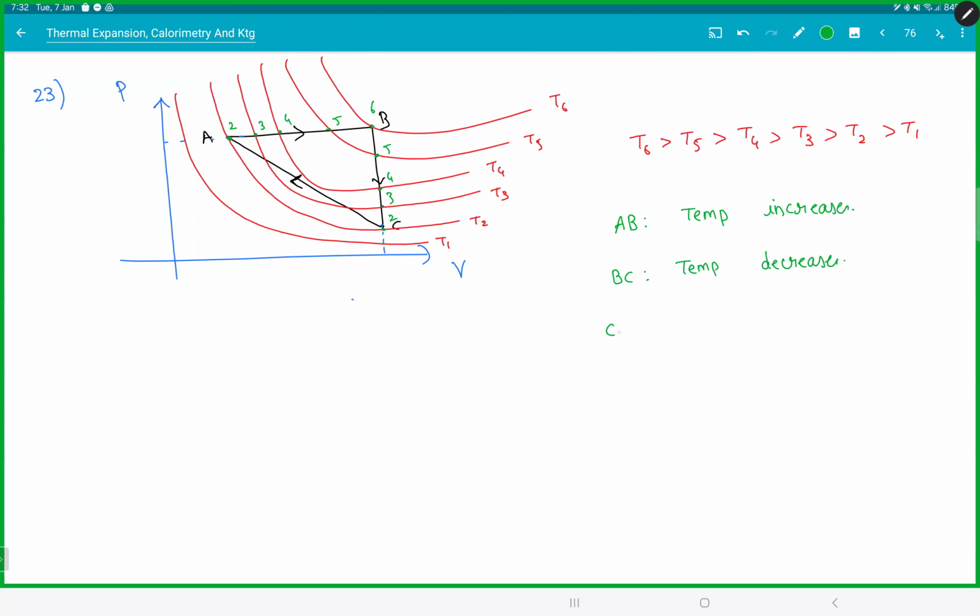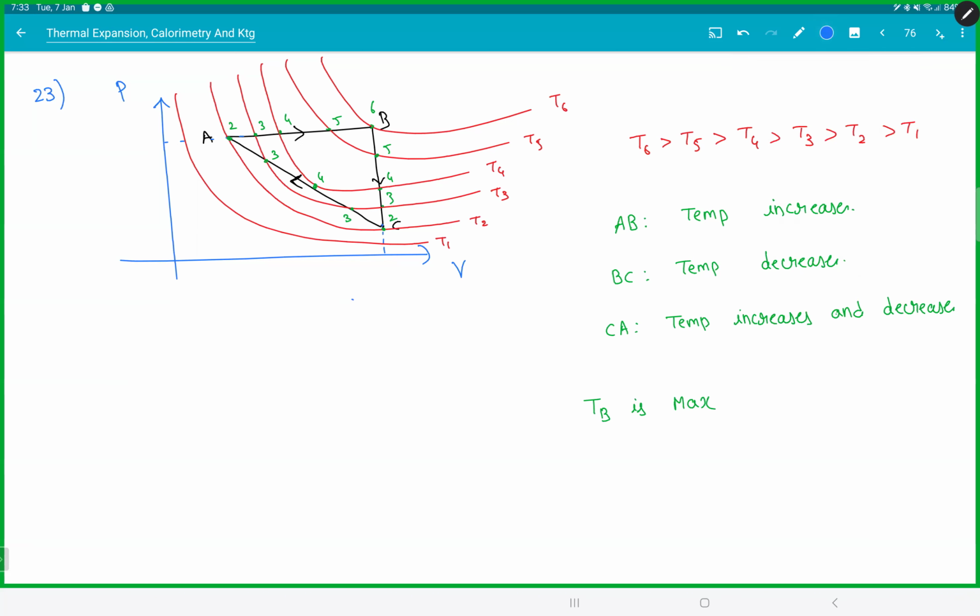Now when you go from C to A, look at this. You're at 2, you're going to 3, this is 4, then you again come back to 3 and 2. So you go to higher isotherms and then you come back to lower isotherms. Temperature increases and decreases. And temperature at B is maximum. That is at the farthest isotherm. There. This is how you solve these kind of questions.